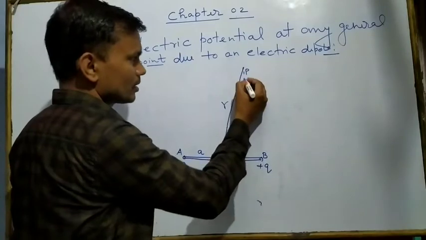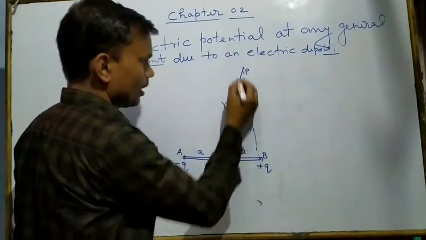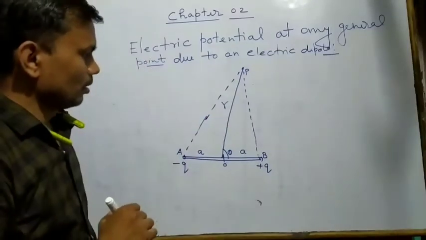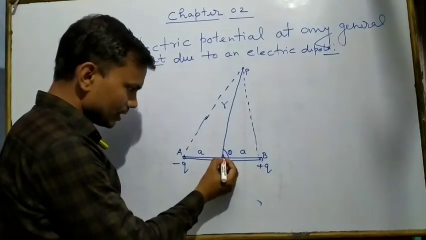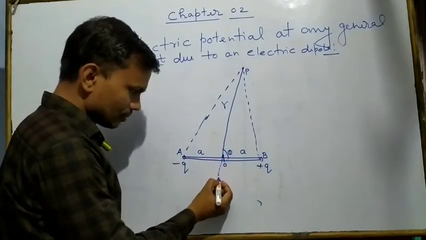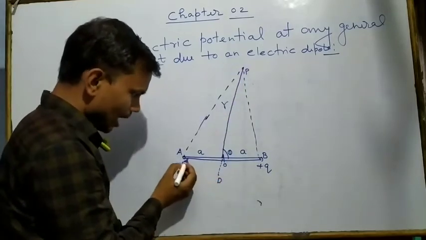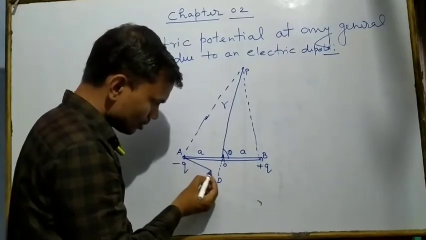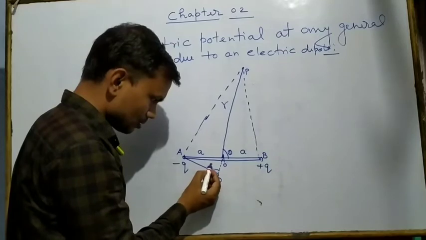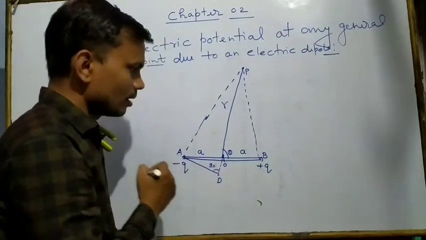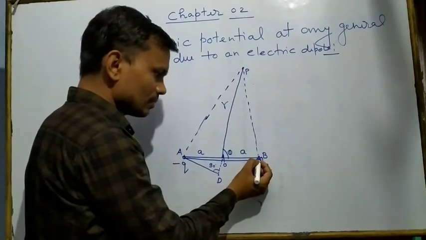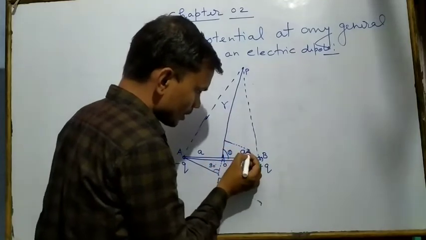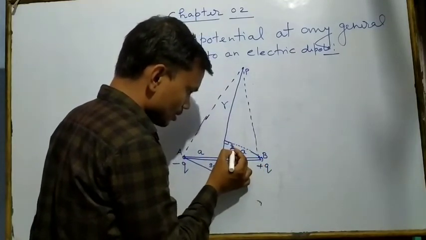So simply you have to join this to this one, and then to point A. Now extend this one up to D, and from point B draw the perpendicular onto this line, meaning this is the 90 degree angle. In a similar way, from point A draw the perpendicular on OP, again a 90 degree angle.